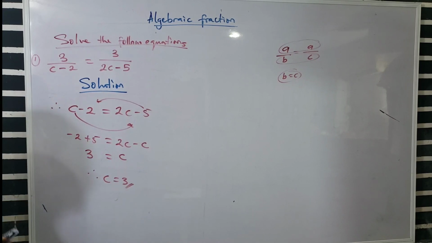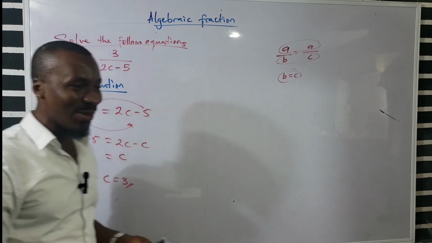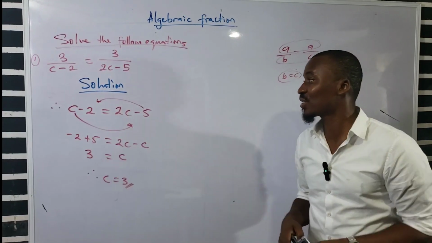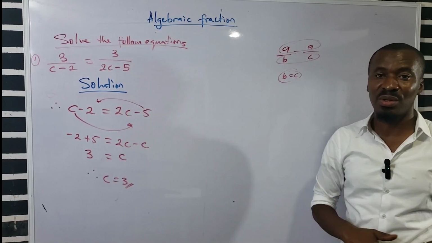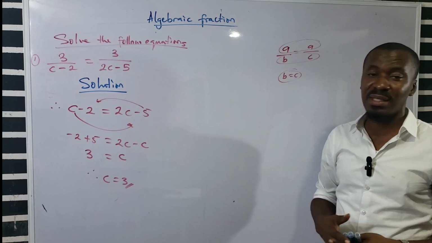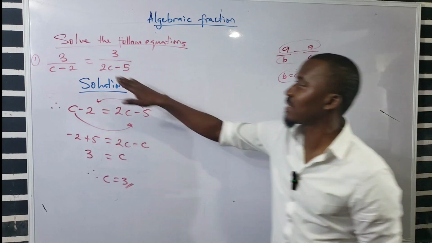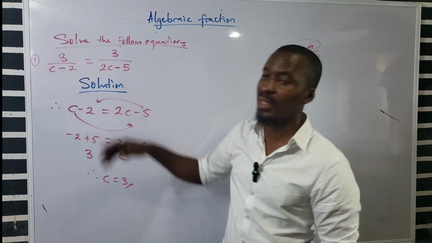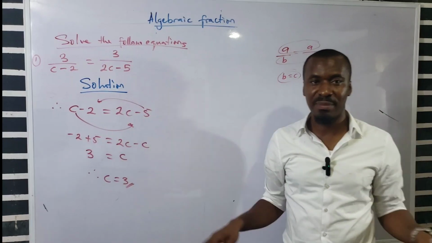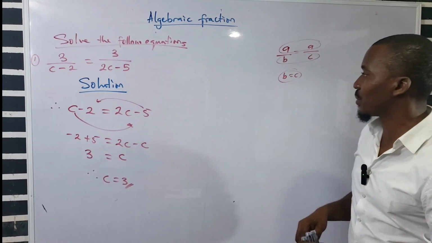So let us move to example 2. So there's no waste of time in that particular type of question. It's a very simple question to solve. You can cross and multiply, you will still get the same answer, c equals 3. But so long as the numerators are the same, the denominators are equally the same.